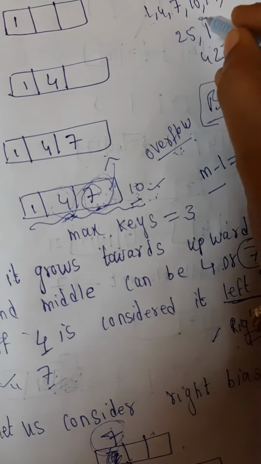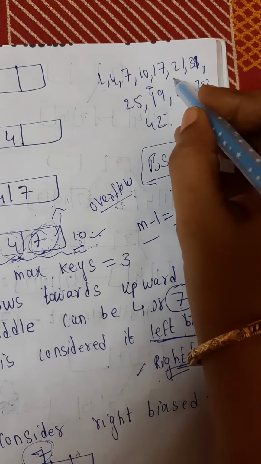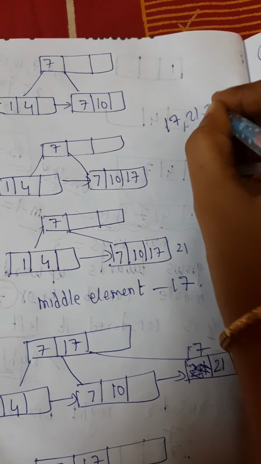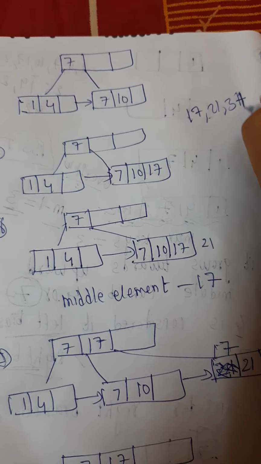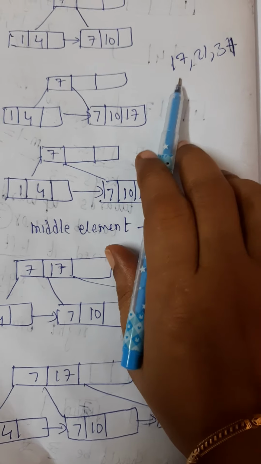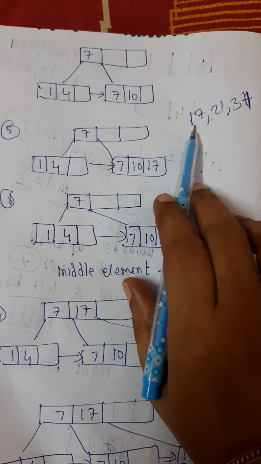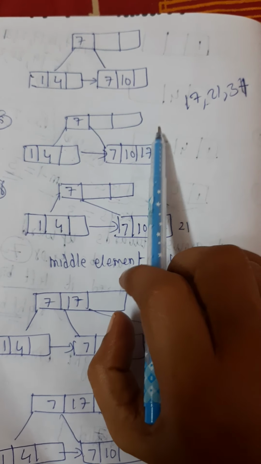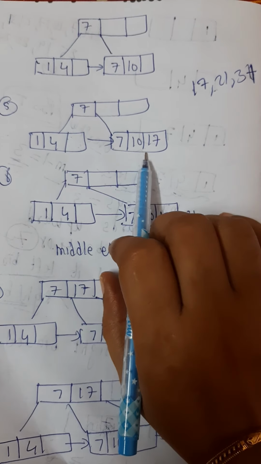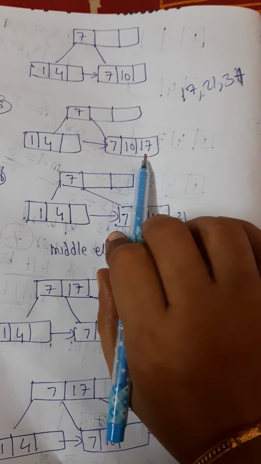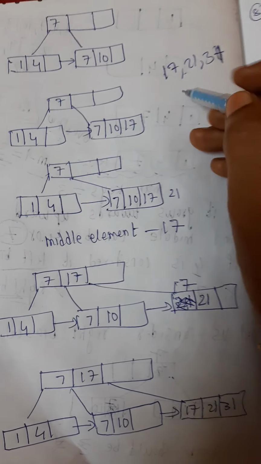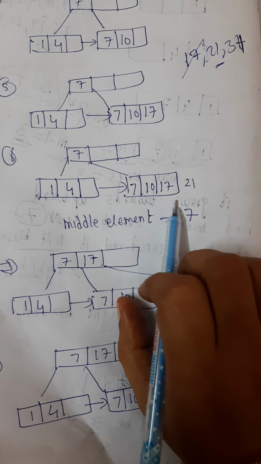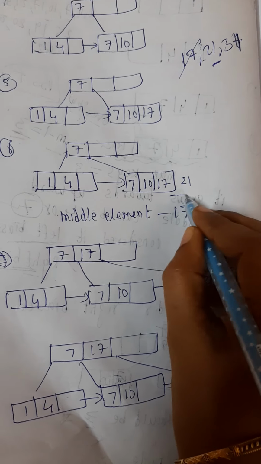Now after the value 10, what are the next values you have here? 17, 21, 31. I'll just write down here. Now the next value I want to insert is 17. 17 is greater than 7, so it will come to the right and 17 will come here. So 17 we have done. Now coming to 21. 21 is greater than 17, so 21 is coming here.